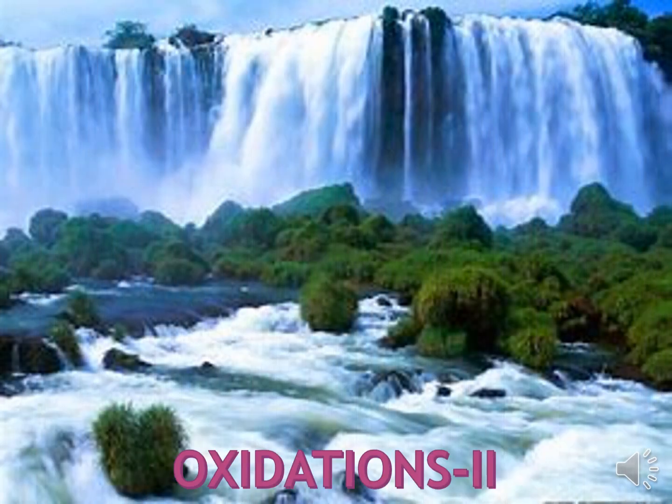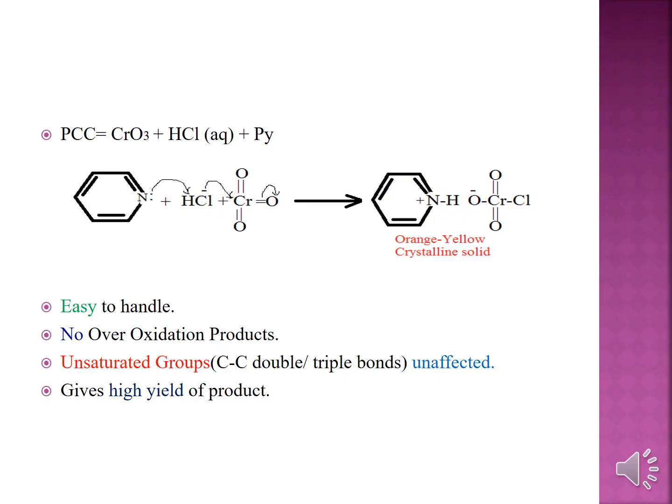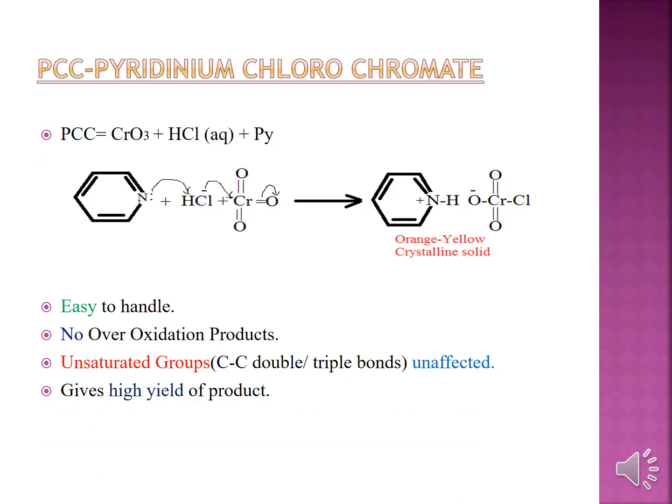Today's topic is oxidations. In the previous video I dealt with certain oxidants, so here I'll be dealing with PCC and PDC. PCC is pyridinium chlorochromate and PDC is pyridinium dichromate. Okay, so let's move on to pyridinium chlorochromate, that is your PCC reagent.